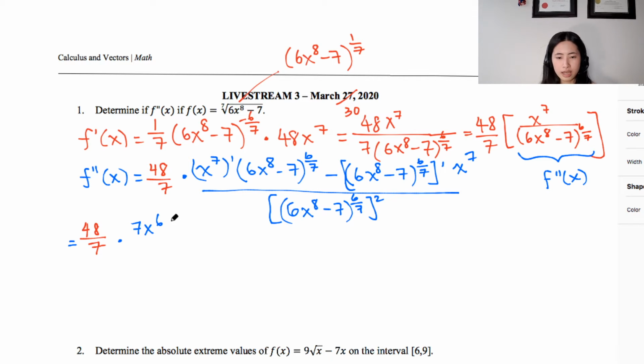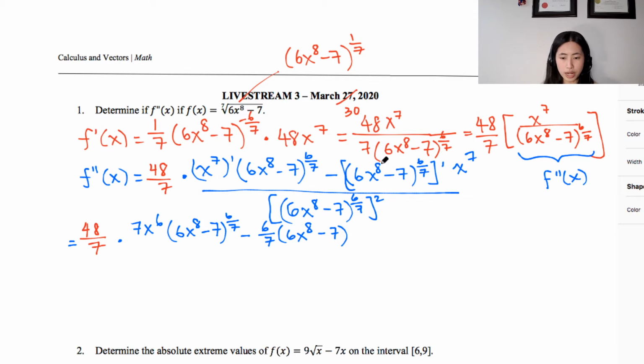And then you're multiplying this by 6x raised to the power of 8 minus 7 raised to the power of 6 over 7. And as you can see, we're still going to apply the chain rule here because your exponent is a fraction. So you're going to have 6 over 7, multiply this by 6x raised to the power of 8 minus 7, and then as a result, you take 6 over 7 minus 1.